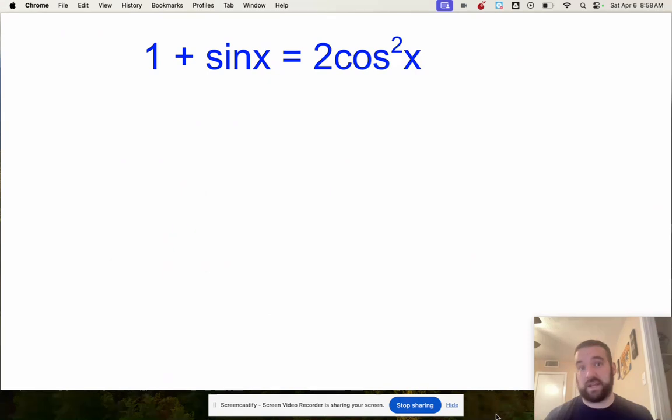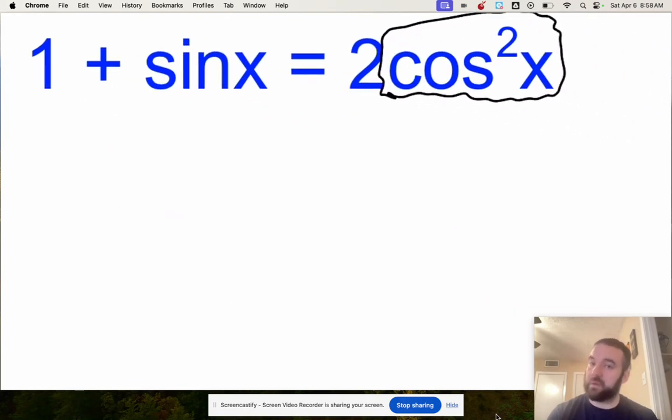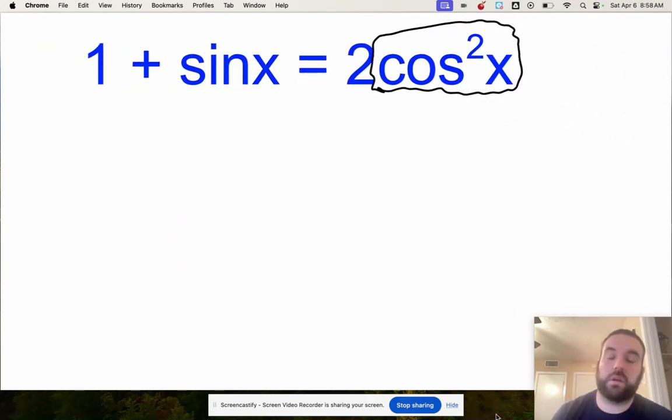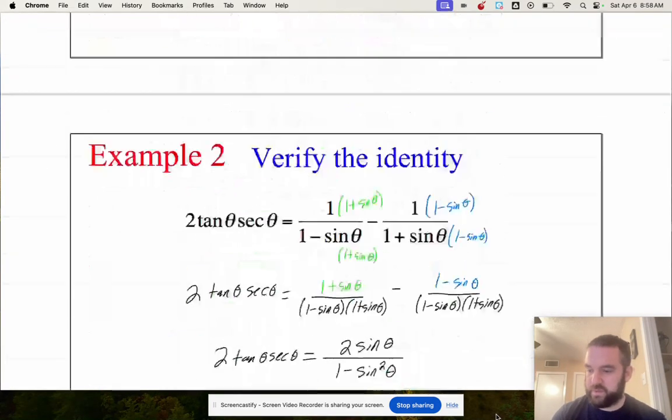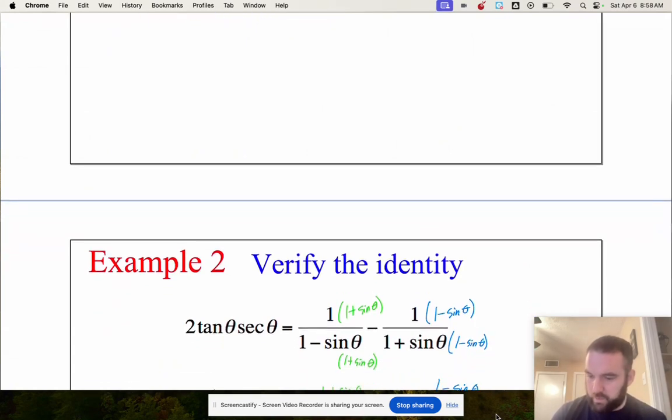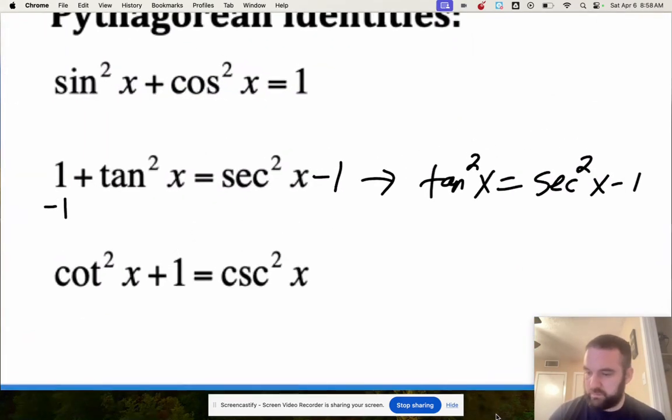I need to have either all sines or all cosines, and that's where our formula sheet is going to come into play. I can't magically turn a sine x into cosine x, but what I can do is change cosine squared into something in terms of sine. If we look back at our formula sheet, we know that cosine squared is equal to 1 minus sine squared, if I subtract sine squared from both sides. So I'm going to go ahead and make that swap.